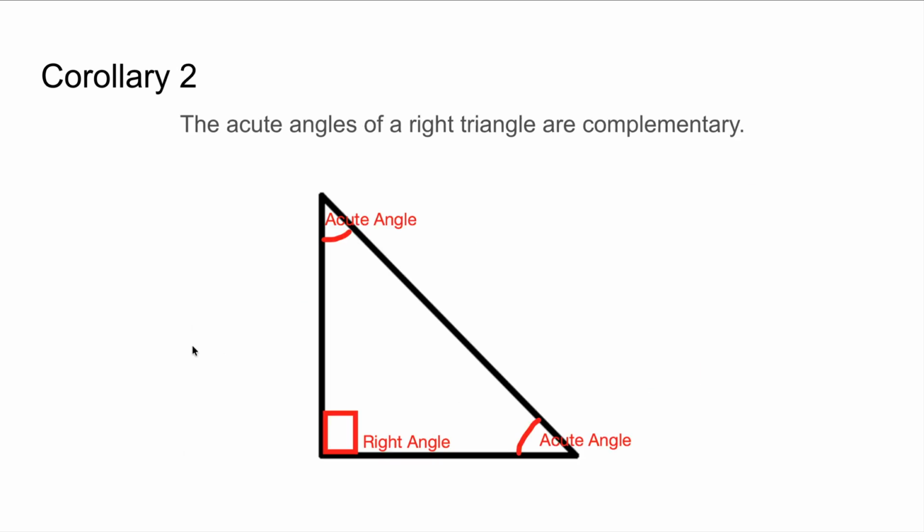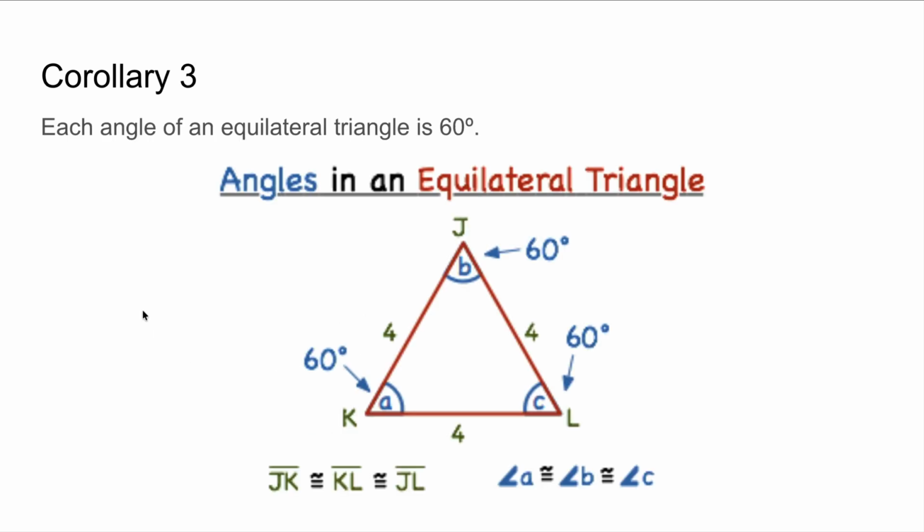Corollary number 2: the acute angles of a right triangle are complementary. So we know this is 90 degrees, our right angle, and we need a total of 180 degrees. Therefore, this acute angle plus this acute angle will add to another 90 degrees. And so these are each 45 on a right triangle.